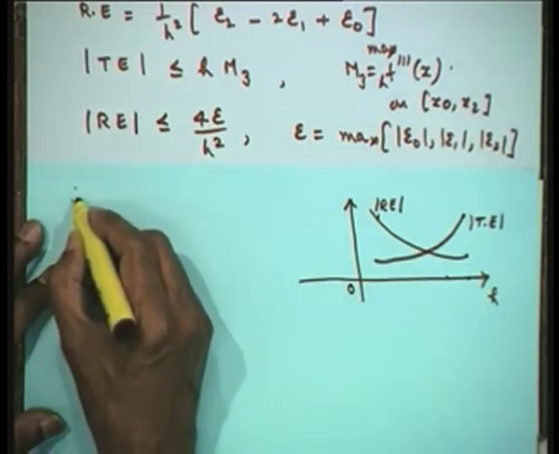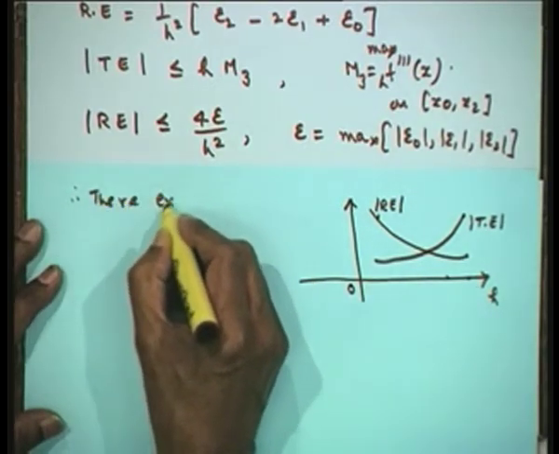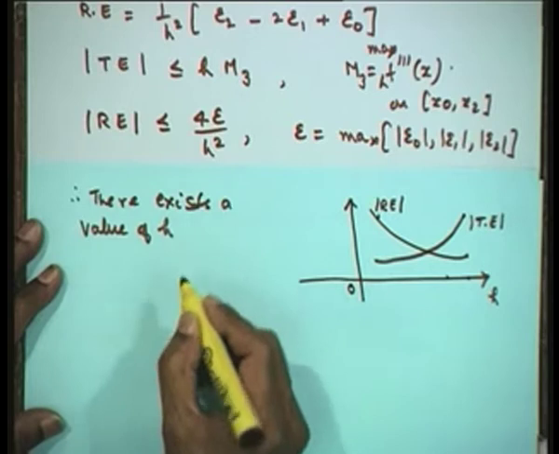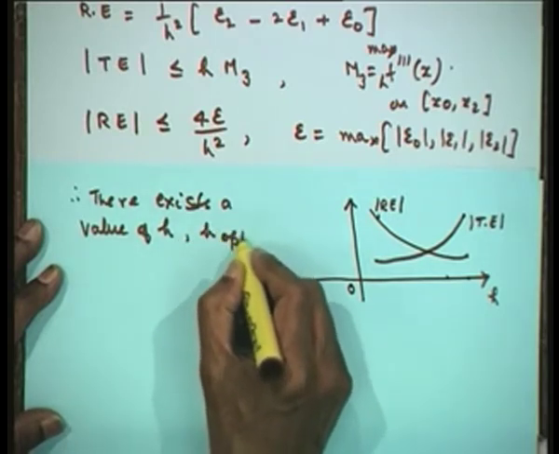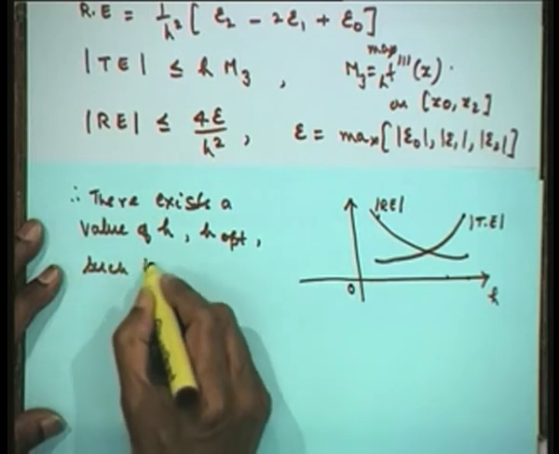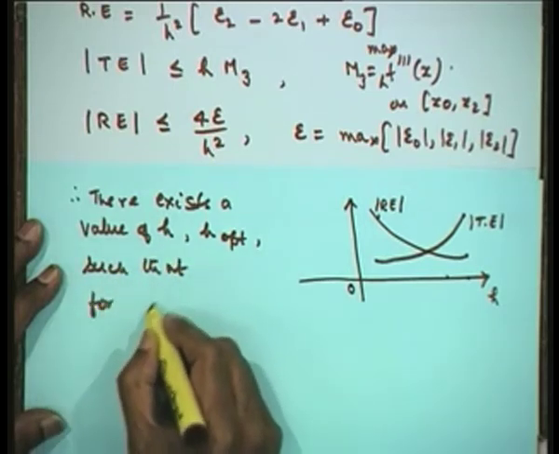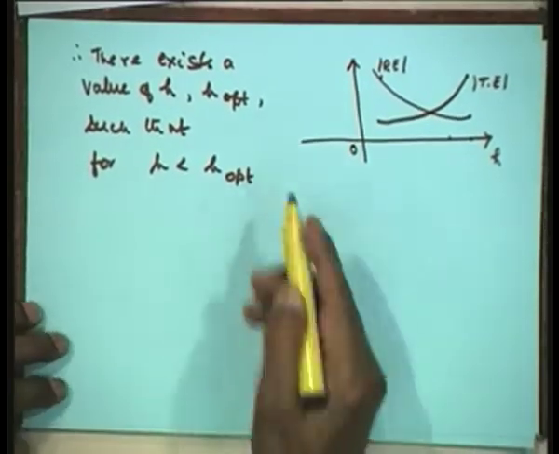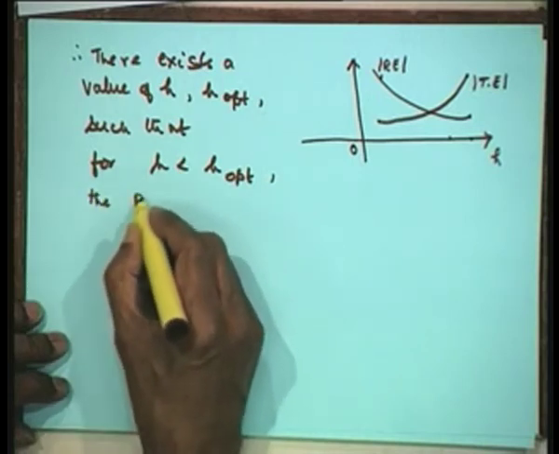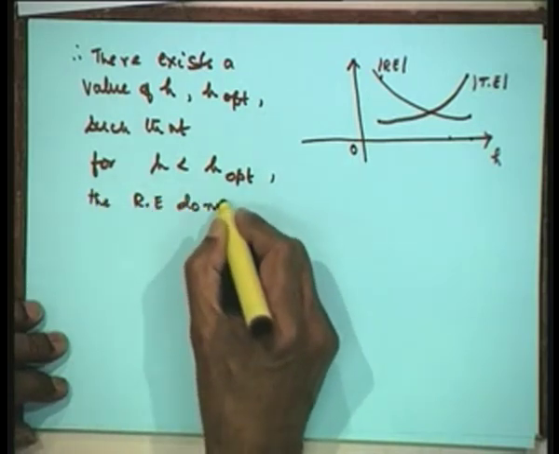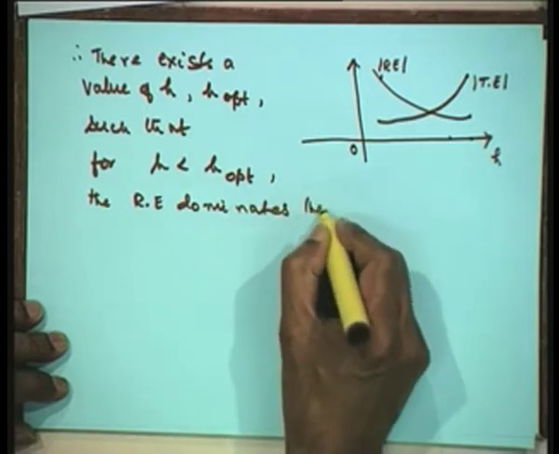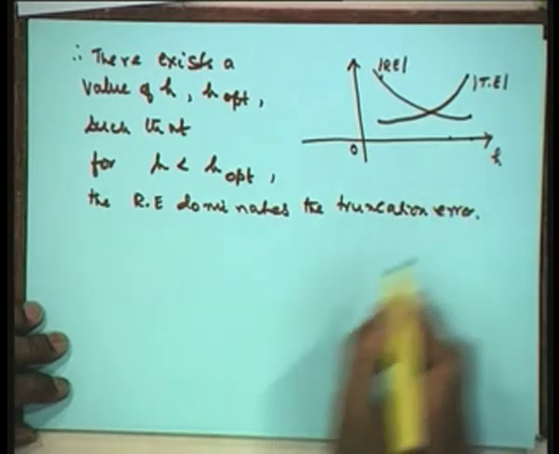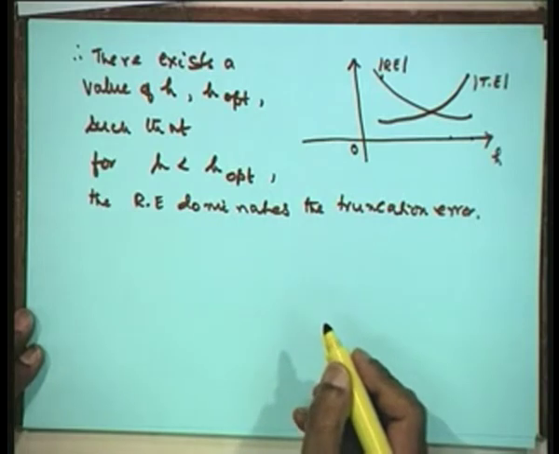That means, we can say there exists a value of h here, let us call it h optimum, such that for h less than h optimum, the round off error dominates the truncation error. And therefore, this leads to a numerical instability.